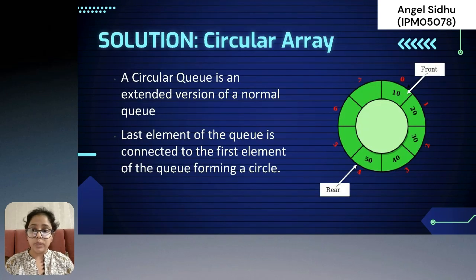To address this issue, we can implement a circular array. A circular queue is an extended version of a normal queue. The last element of this queue is connected to the first element of the queue, thereby forming a circle. In a circular queue, when the rear pointer reaches the end of the array, it wraps around and starts storing elements at the beginning of the array, provided that there is available space at the beginning of the array. This makes efficient use of the array and eliminates any need to shift the elements after every dequeue operation is performed.